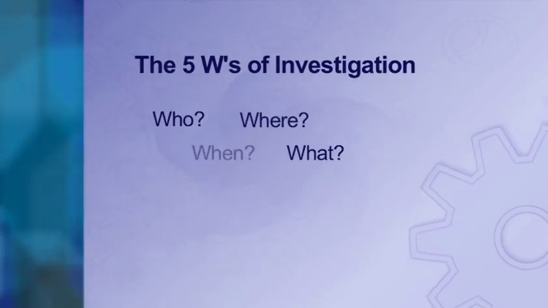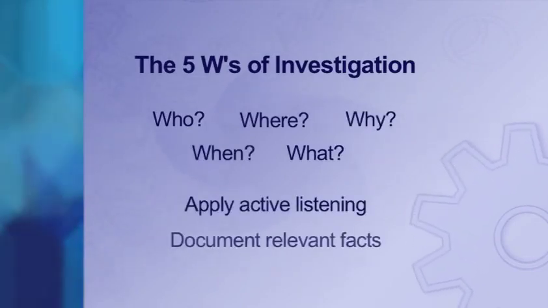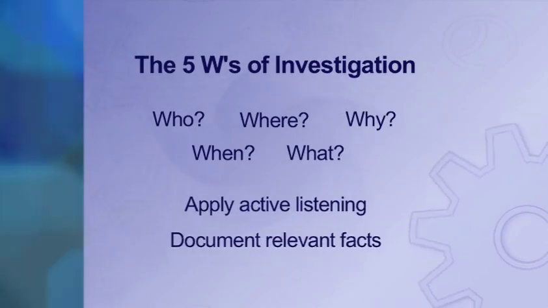Bobby receives a second written warning and a 1-day suspension for accumulating 10 points in absences. Pat arranges for a meeting later that day to further investigate his case. She will need to ask the 5 W's of investigation, apply the principles of active listening, and document relevant facts in writing.